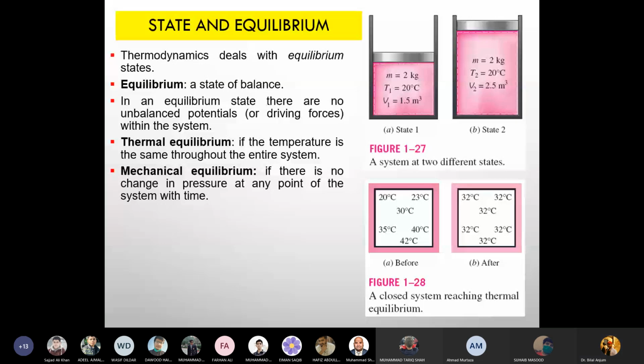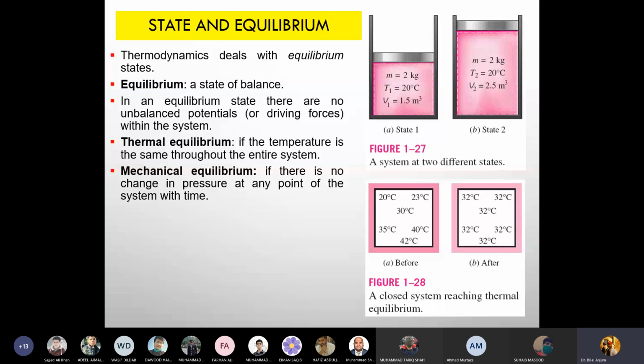Macroscopically. Clear? Pressure kya hai room mein? Roughly 1 atmosphere. So my system is in equilibrium with respect to mechanical equilibrium. If I have not turned on the ACs, my system is in equilibrium in terms of thermal equilibrium.